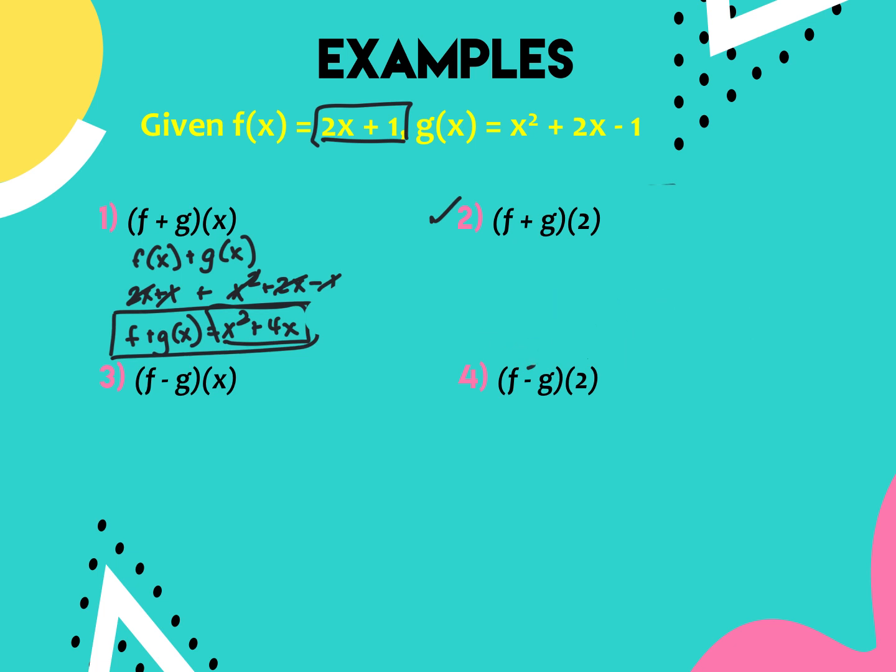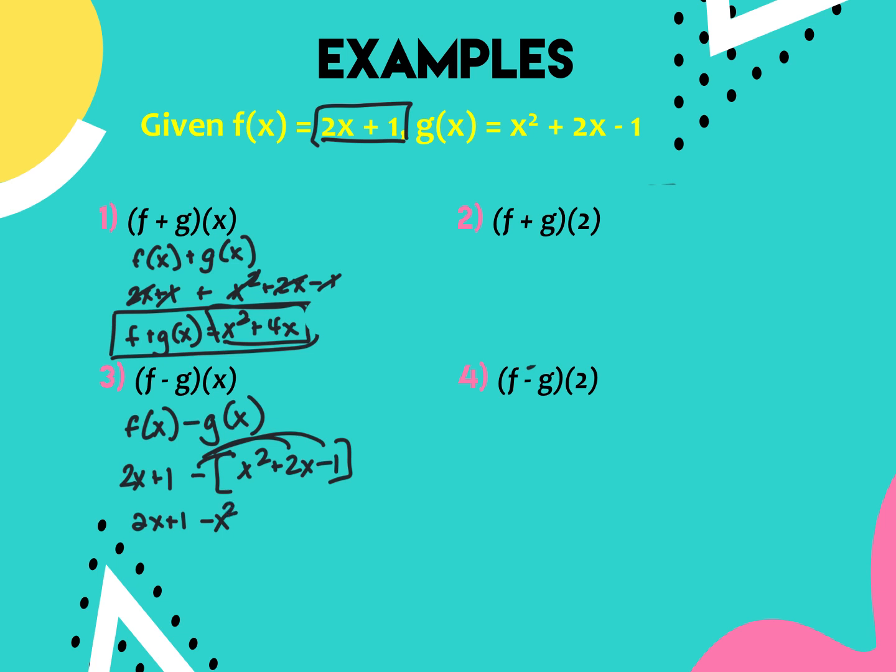So I'm going to now go to the subtraction problem. Again, I have f minus g of x, so I know that's f of x minus g of x. Be careful when you're subtracting, because remember, you're going to have to distribute that subtraction symbol. So f of x is 2x plus 1. g of x is x squared plus 2x minus 1, but now notice I have to distribute this minus. So it's going to be 2x plus 1 minus x squared minus 2x plus 1.